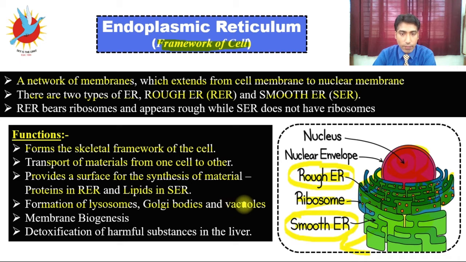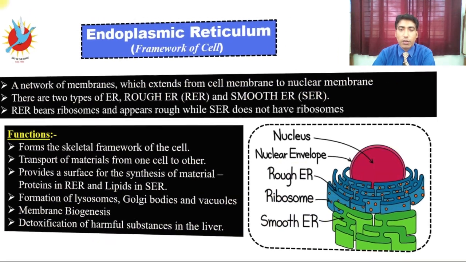This is also a very important function of the endoplasmic reticulum. Next, it helps in membrane biogenesis. What is membrane biogenesis? As you know, the endoplasmic reticulum is able to form all the important constituents of a cell membrane or plasma membrane, which are protein as well as lipid. So it can form protein as well as lipid for the formation of the plasma membrane. Thus it helps in the process of membrane biogenesis. Apart from this, it is also helpful in detoxification of harmful substances in the liver.